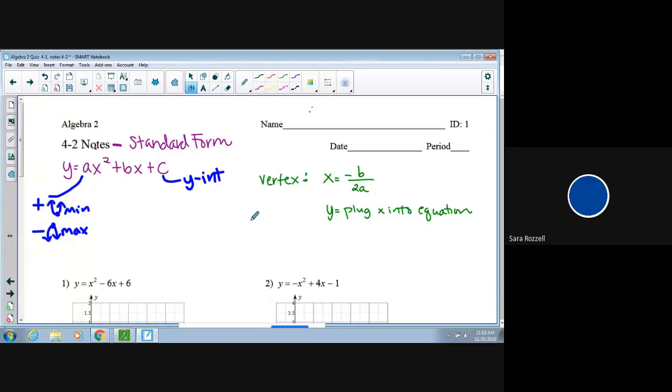And now we do everything like we did before. Once we know what our vertex is, our vertex tells us how it shifts and where it is on the graph. So your maximum or minimum, just like before, is the y value of the vertex. You have to know this y value in order to know your maximum or minimum value. The axis of symmetry is x equals whatever the x of your vertex was.